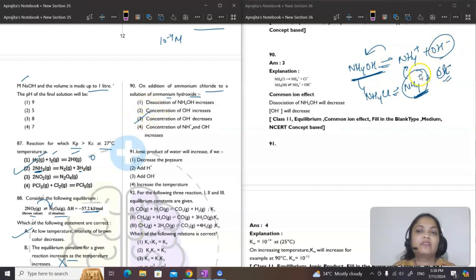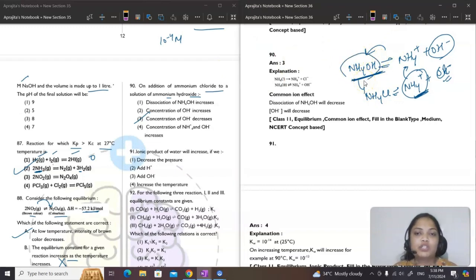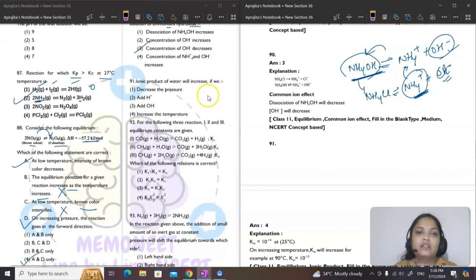Because of the common ion effect, we are providing more ammonium ions. If more ammonium ions are there, which are on the product side, the reaction will proceed in the backward direction. And if it is proceeding in the backward direction, less dissociation would be there and the concentration of hydroxide ions will decrease.